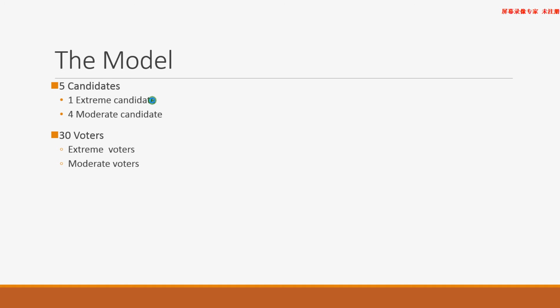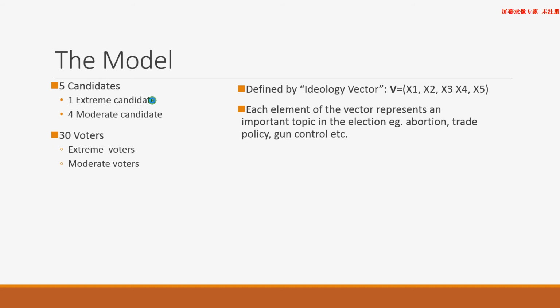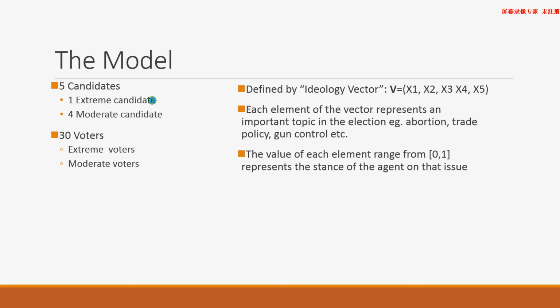So how do we define a specific agent? We use an ideological vector, a term that I invented. It's a vector of length 5, and each element represents an important topic in the election. They can be abortion, trade policy, gun control, etc. The value of each element ranges from 0 to 1. It represents the stance of the agent on that issue.